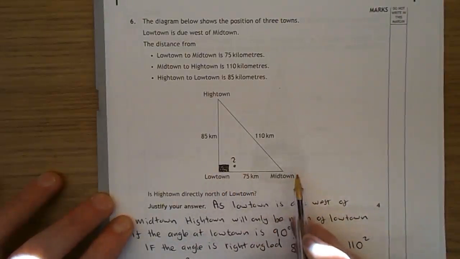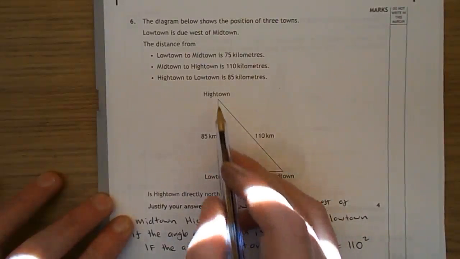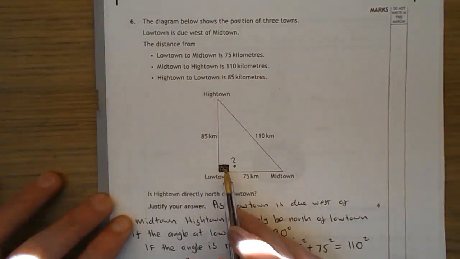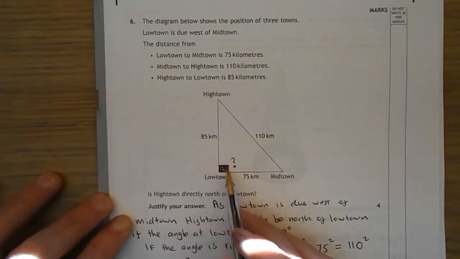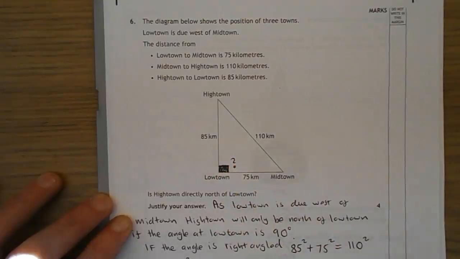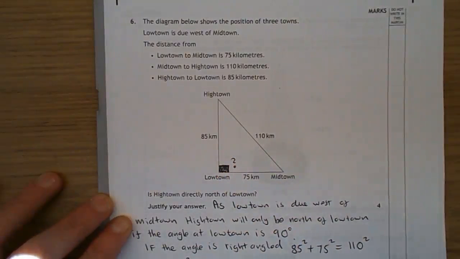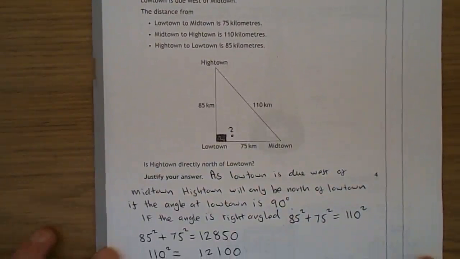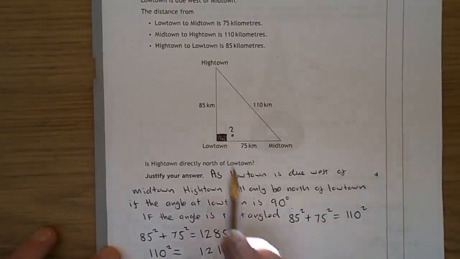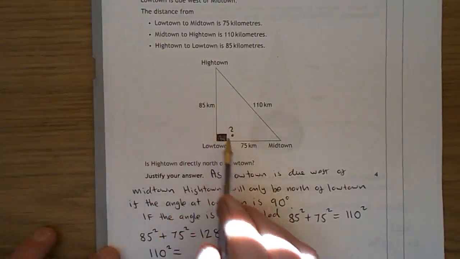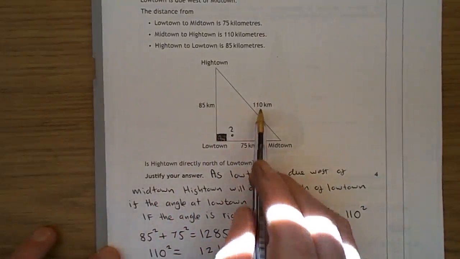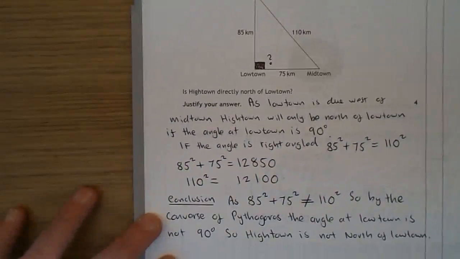Well, Low Town and Midtown are east-west. If High Town is north of it, then that angle there has to be 90 degrees. So I'll put in a wee box there with a question mark because that's the issue. Is that 90 degrees? Okay. If it is 90 degrees, then the converse of Pythagoras would say that that squared plus that squared equals that squared. So let's just check it out.